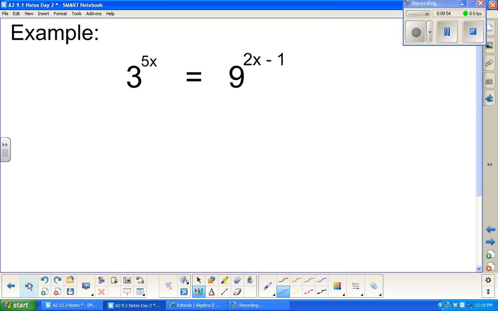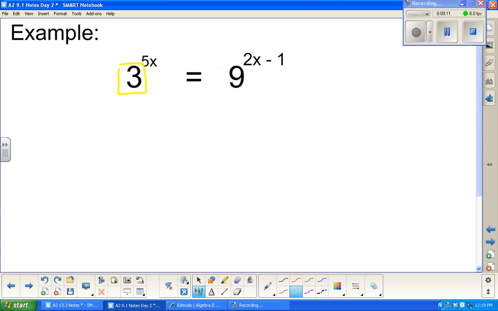Okay, this one, a couple different things you should notice. First off, there's exponents on both sides, and they both have variables already. So this one could be a little bit trickier. But let's think about this. Let's look at those bases first. That's what I want to focus on right now.